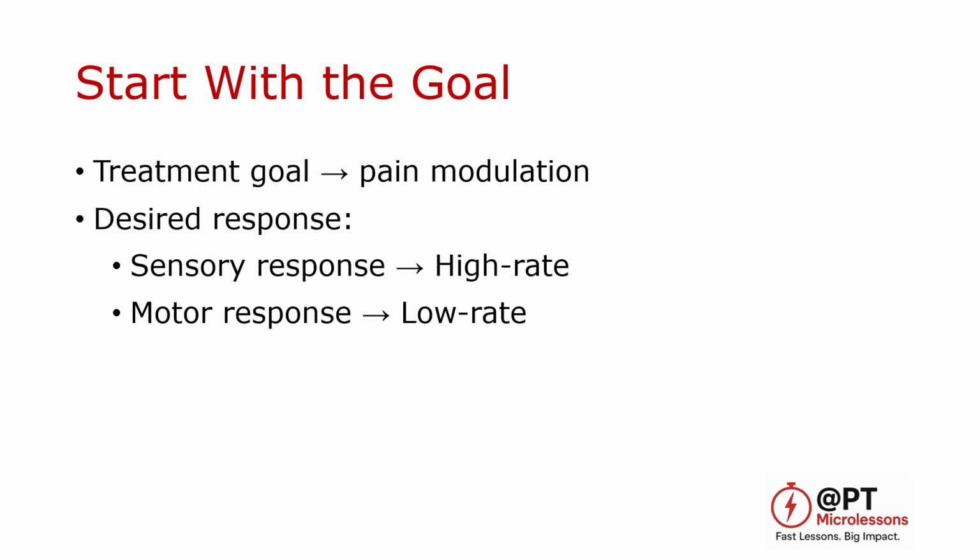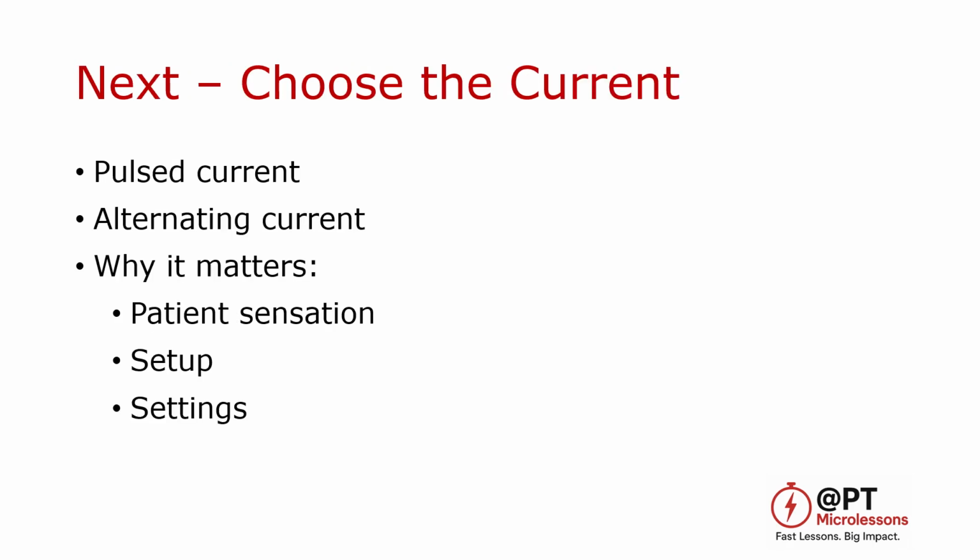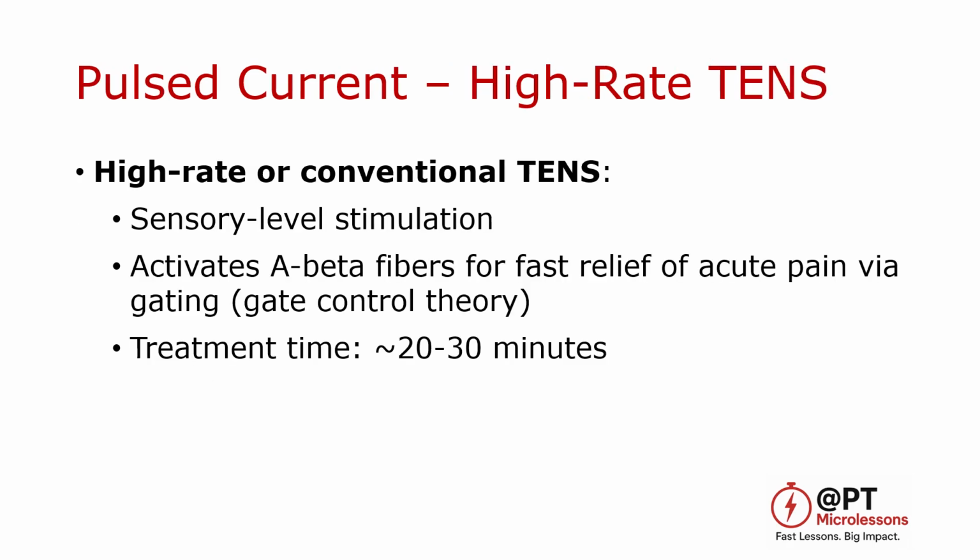You will often hear the terms high rate and low rate TENS used when discussing pain modulation. High rate TENS typically refers to a sensory level response, while low rate TENS refers to a motor level response. Now that we've identified the response, the next step is choosing the type of current. We can use either pulse current or alternating current. This decision matters because the sensation the patient feels, the electrode setup, and the specific settings will differ depending on the current we choose. Okay, let's apply this using pulse current, starting with high rate or conventional TENS.